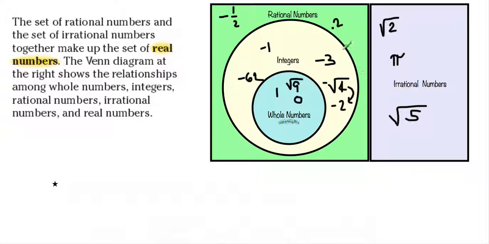And if you combine the set of rational numbers and the set of irrational numbers, both of them now are called the set of real numbers. So these two rectangles form the set of real numbers. Why are they real numbers? Because later on in high school you will learn that there are such things as imaginary numbers. But we'll not concern ourselves with that right now.